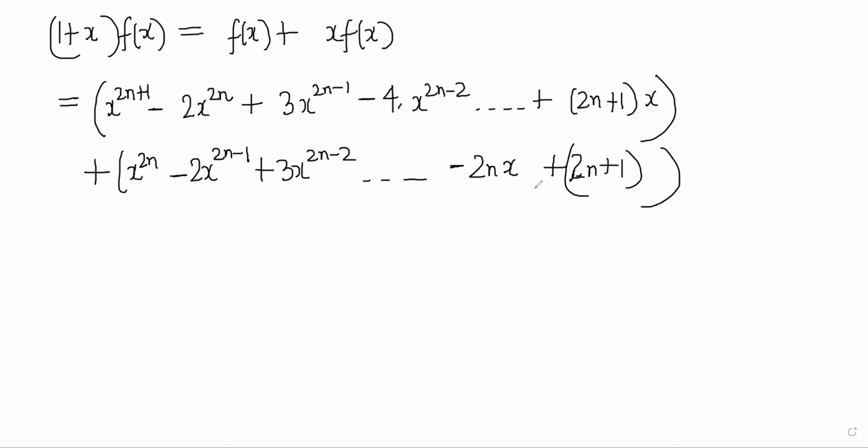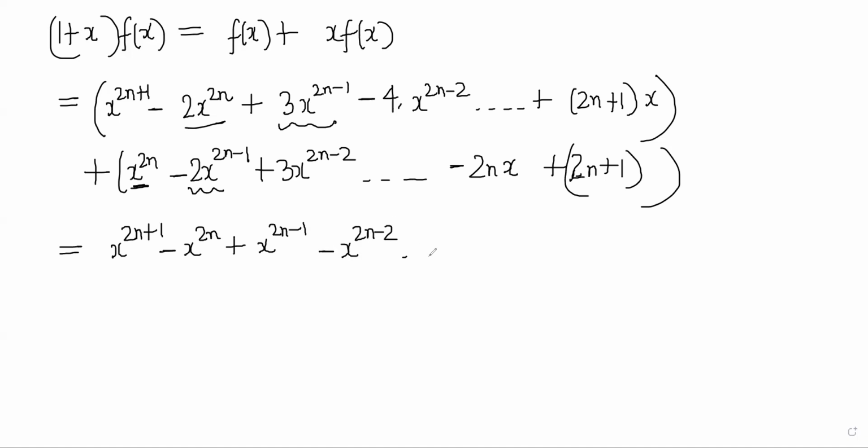right? So what do we get in this case? When you add this, you will realize that this x power 2n and this cancel and become a minus x power 2n. This also, minus 2 and plus 3 gets cancelled and becomes a plus x power 2n minus 1. So you will get this expression: x power 2n plus 1 minus x power 2n plus x power 2n minus 1 minus x power 2n minus 2 and so on plus x plus 2n plus 1.